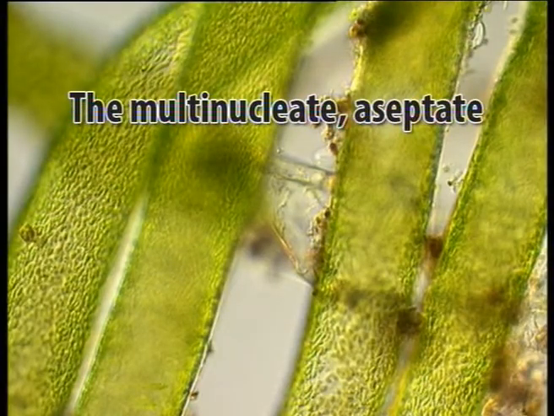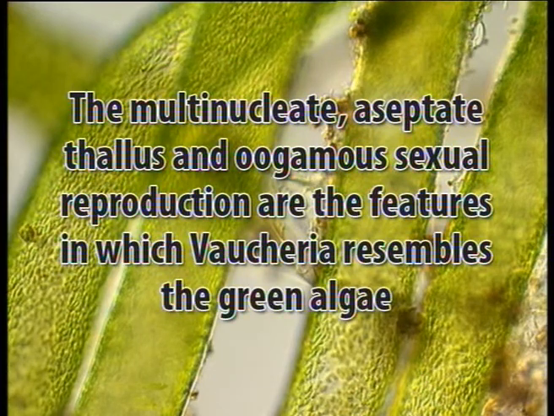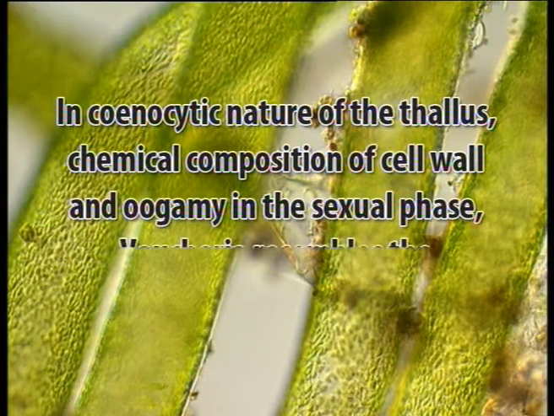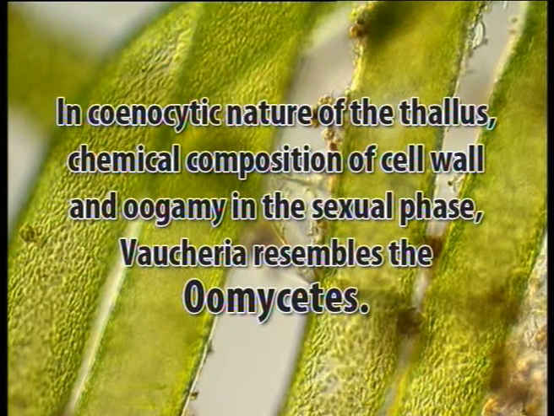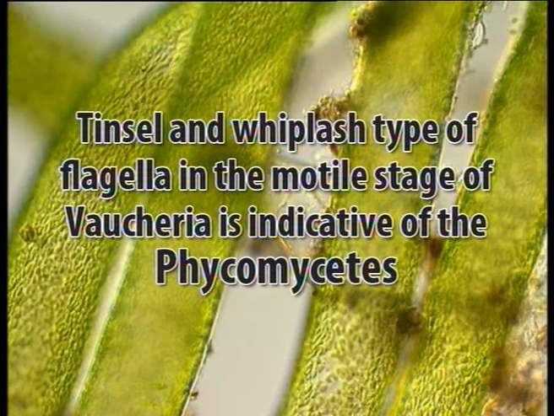The multinucleate, aseptate thallus and oogamous sexual reproduction are the features in which Vaucheria resembles the green algae. Now, in coenocytic nature of the thallus, chemical composition of the cell wall, and oogamy in the sexual phase, Vaucheria exhibits a striking resemblance with the oomycetes. The discovery of tinsel and whiplash type of flagella in the motile stage of Vaucheria is indicative of the oomycetes having been derived from Vaucheria-like ancestors.